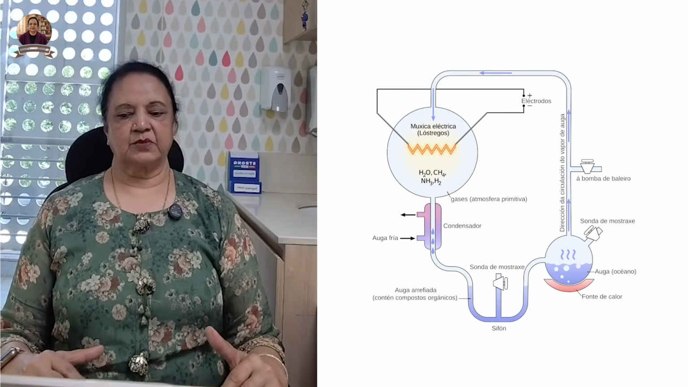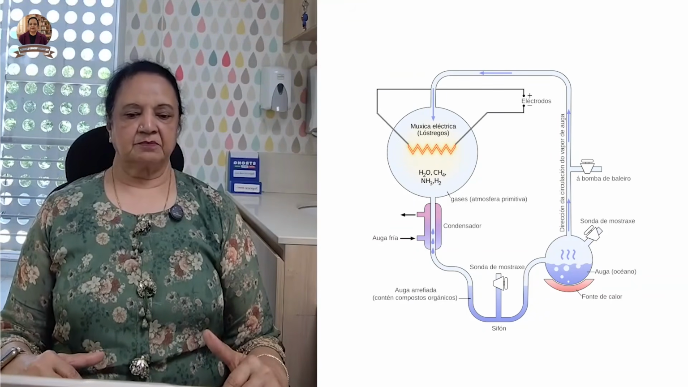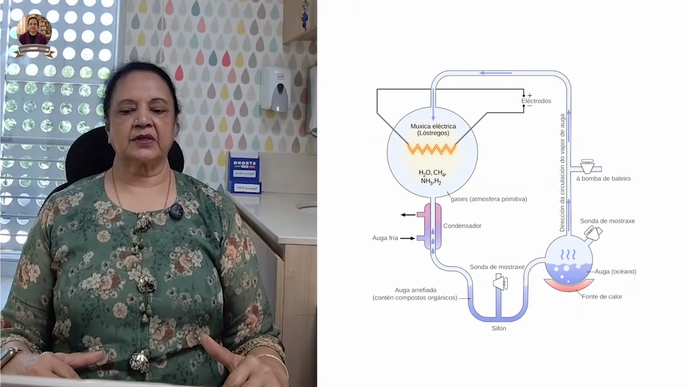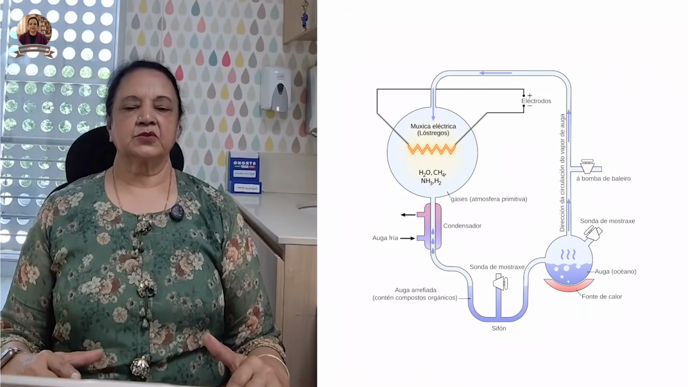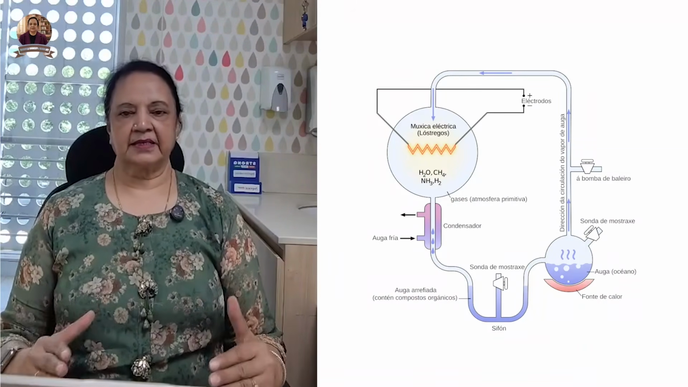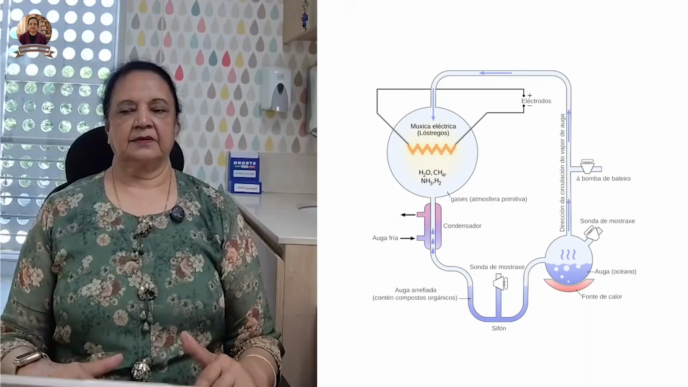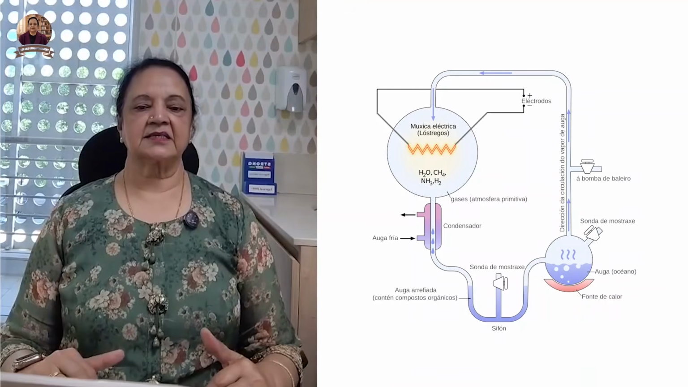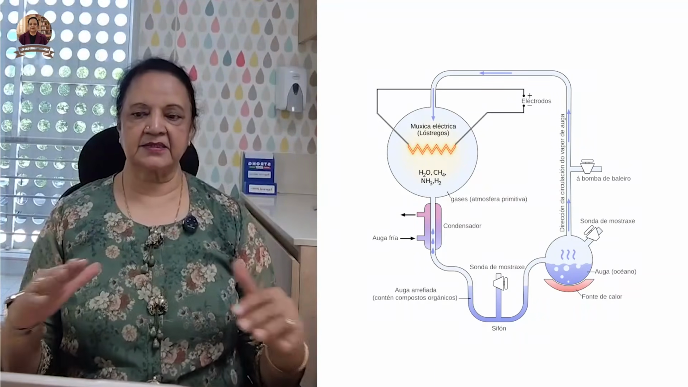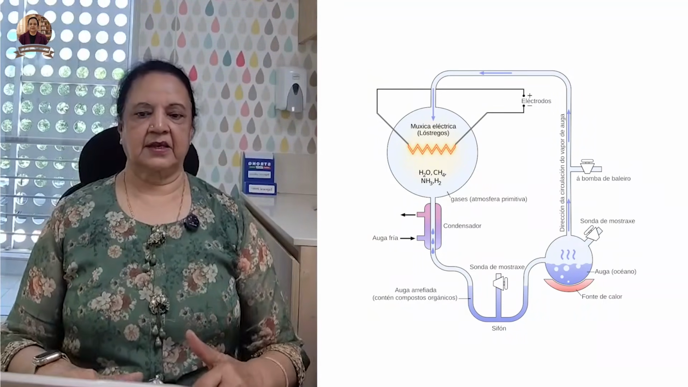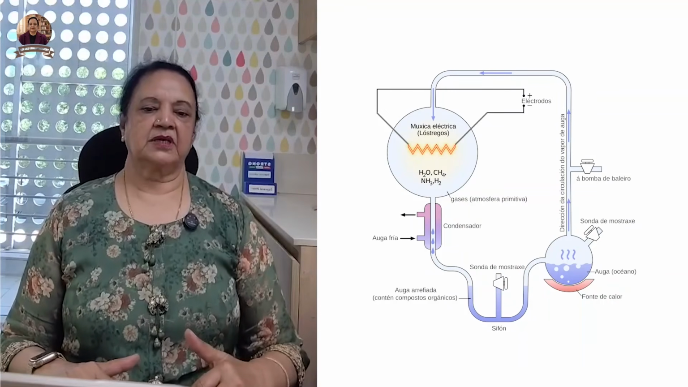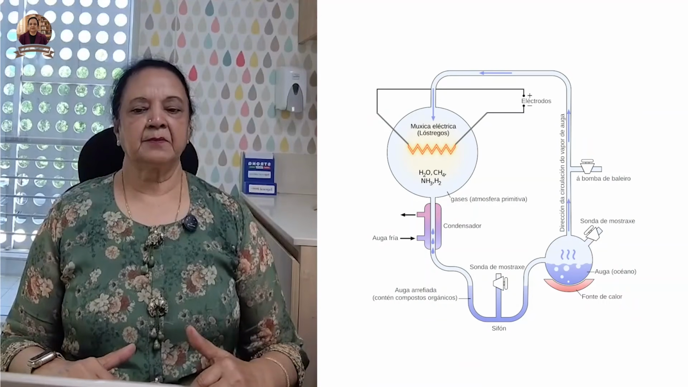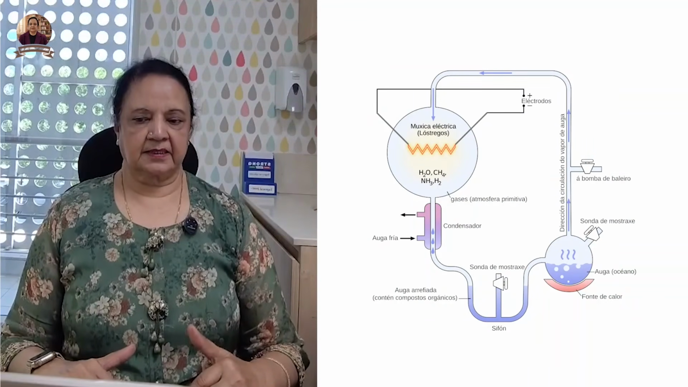Next is the ocean simulation. Below the spark chamber, they had a flask containing boiling water, which produced water vapor that circulated through the system. This represented the primitive ocean. Next comes condensation. A condenser cooled the gases, causing the vapors to condense and trickle back into the ocean flask, carrying any newly formed compounds with it. This created a continuous cycle mimicking the natural water cycle.